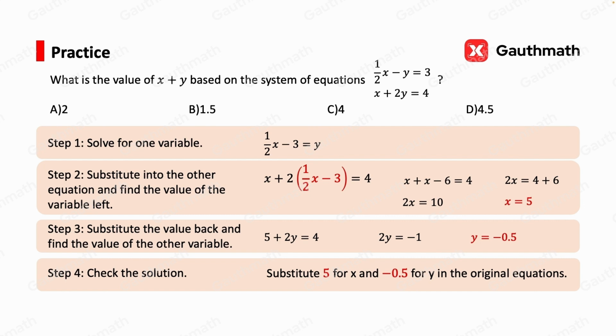But don't forget the question. The question is asking to find the sum of x and y. So x plus y equals 5 plus negative 0.5. So the sum is 4.5. D.